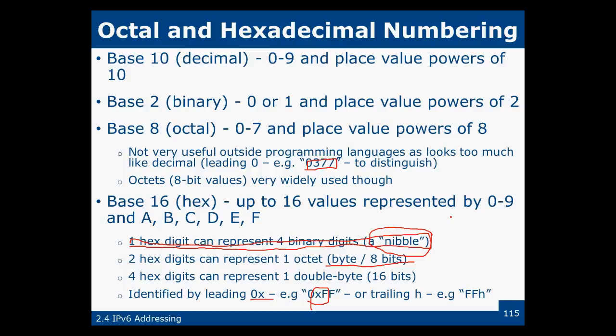To convert hex to decimal, the easiest thing is to break it up into 2 4-bit numbers.